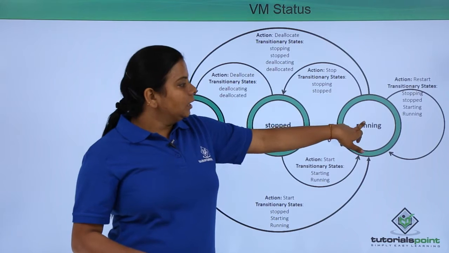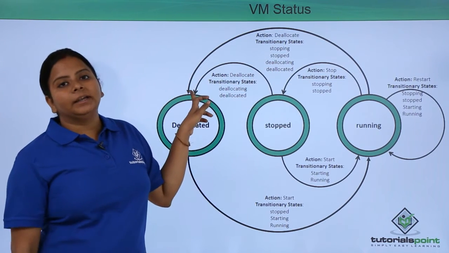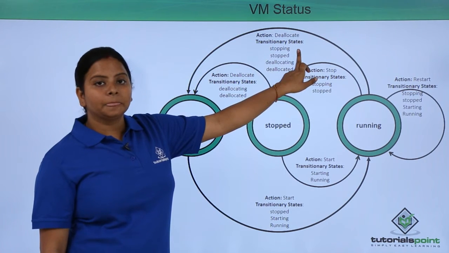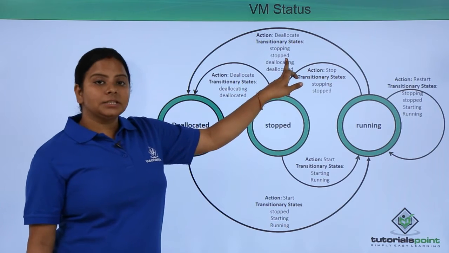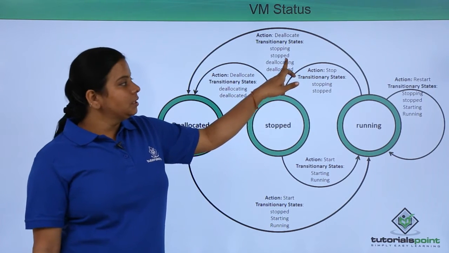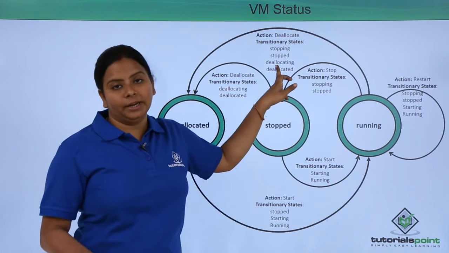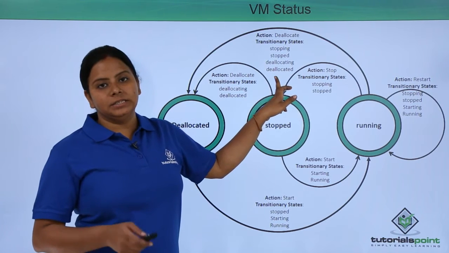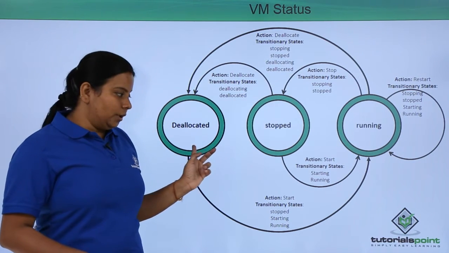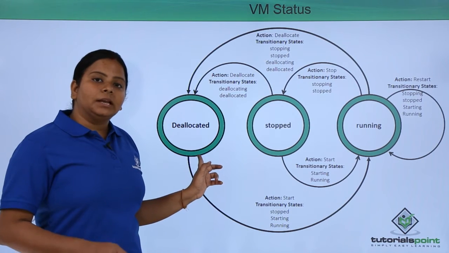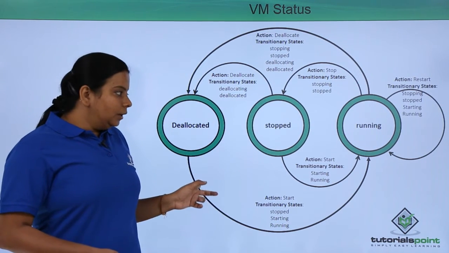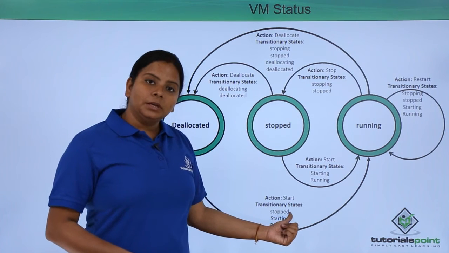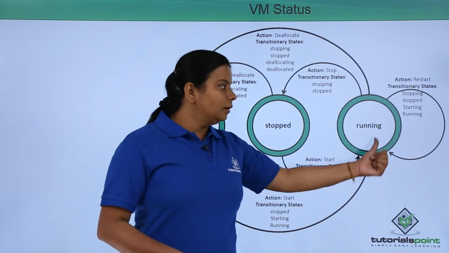Same way here, if your machine is running and you are deallocating this virtual machine, it will again show you stopping as it is getting stopped. Once it is stopped completely, it will show you the status stopped, then deallocating, and then it will deallocate your system. Once deallocating is done, it will show you the status that it is deallocated. So you will be back to deallocated. And once you are done with the management of your machines, you can directly start the machine after you have deallocated it. So again the status will be stopped, then starting and then running.